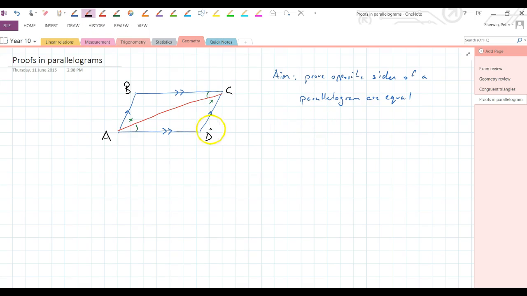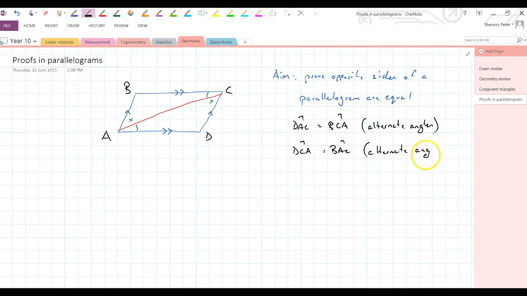What should we start with? Right, let's go with this angle here. That's DAC. DAC is equal to this angle here, BCA. They're alternate angles. Okay, what else have I got? I've got this angle here, BAC. Actually, I've used DAC, which is in this triangle, so to be consistent, I should use this angle first. So that's angle DCA, the X angle, is equal to BAC. Right, they're also alternate angles.